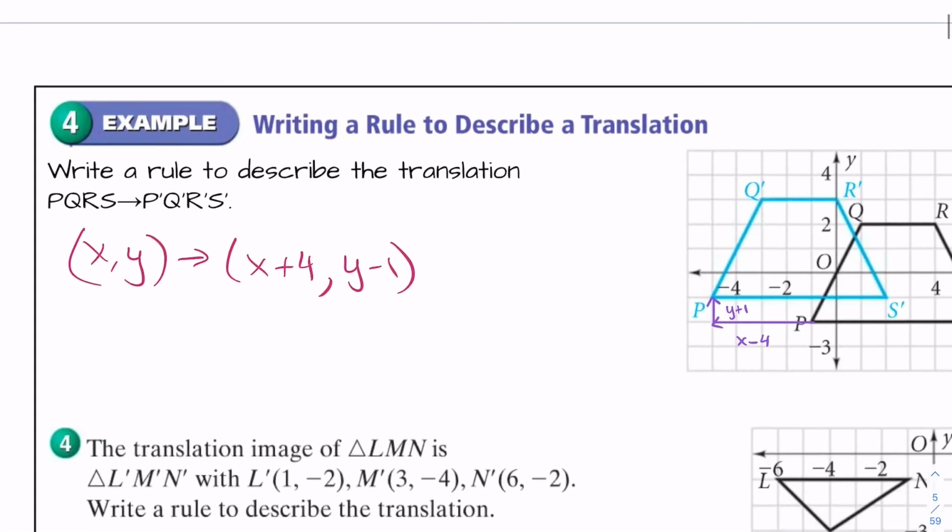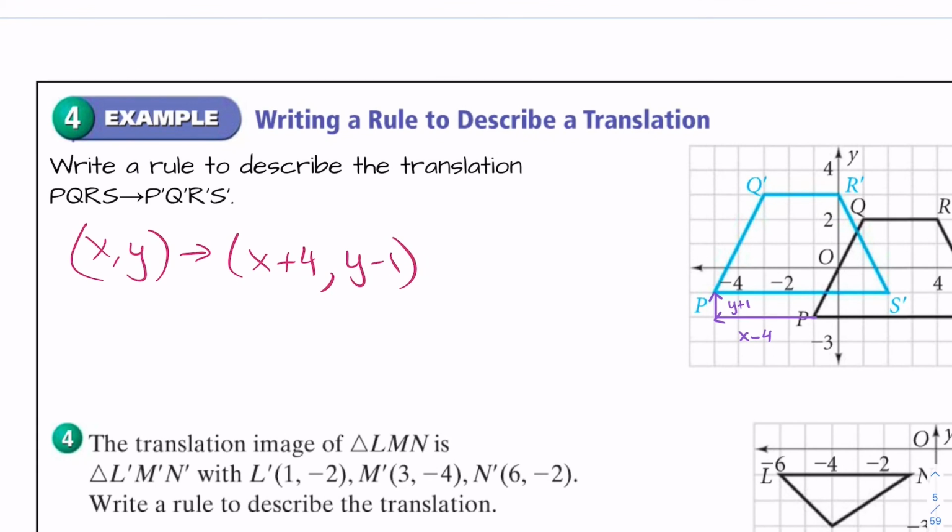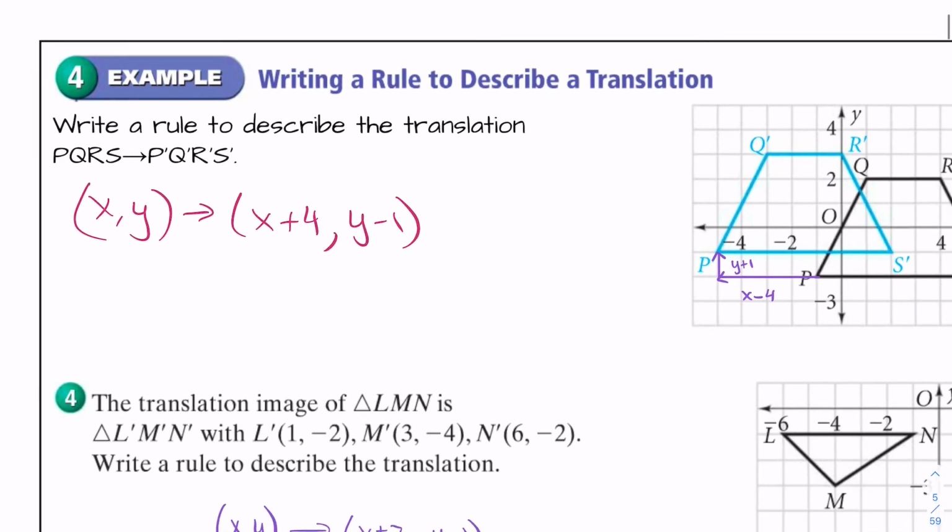Okay. So I wrote it as x plus 4 and then y minus 1 with the arrow mapping notation. All right.